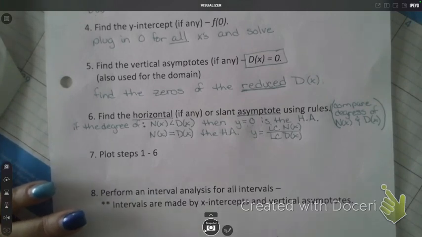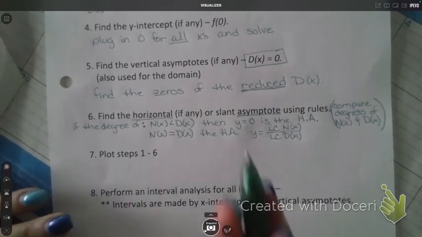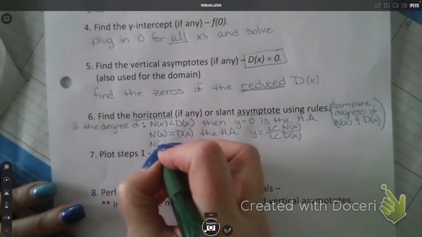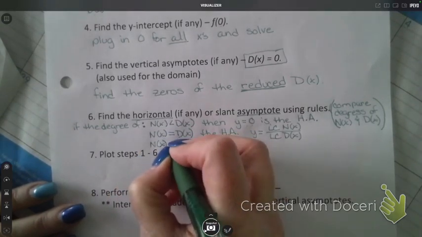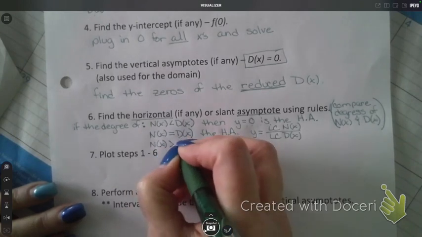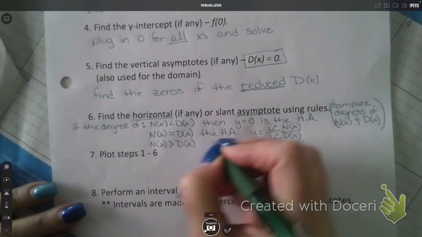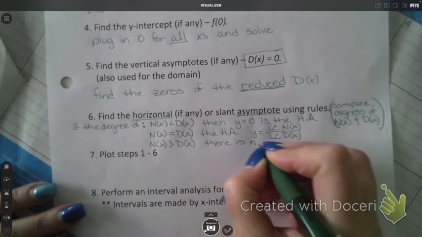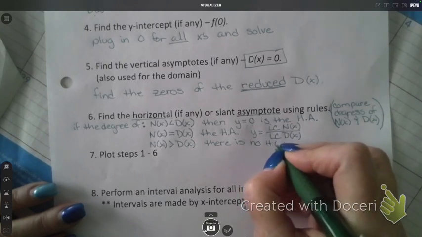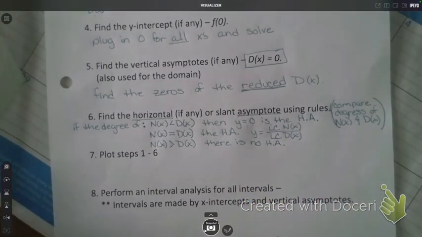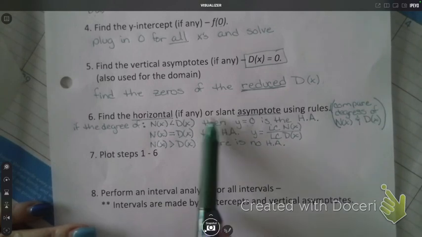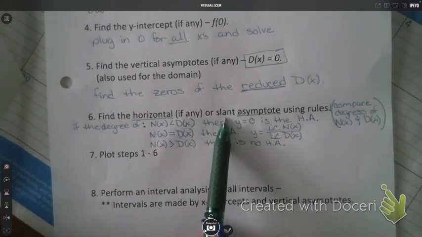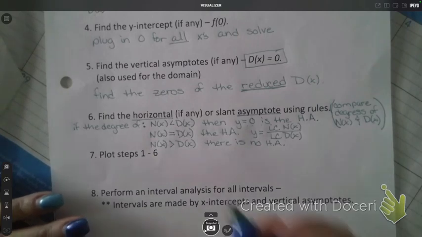Okay, ready for the next one? So we have less than, we have equal to, now we need to have greater than. If the degree of the numerator is greater than the degree of the denominator, there is no horizontal asymptote. Now up here it says or slant. Didn't mention a slant, did I?